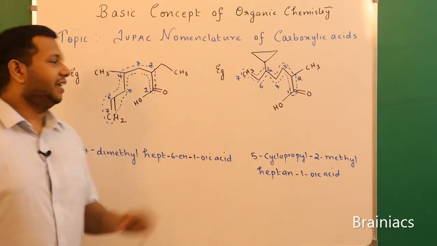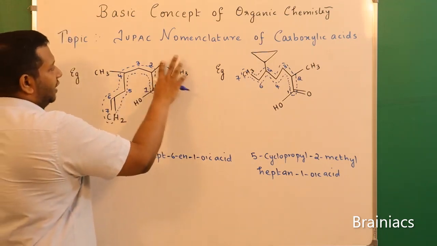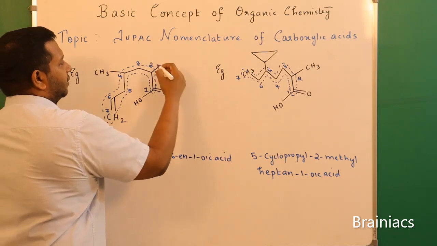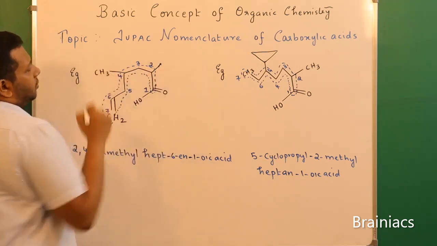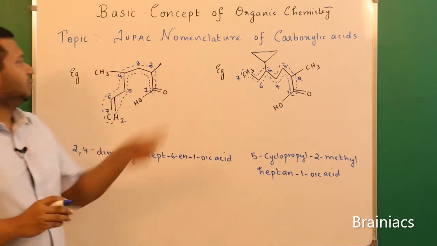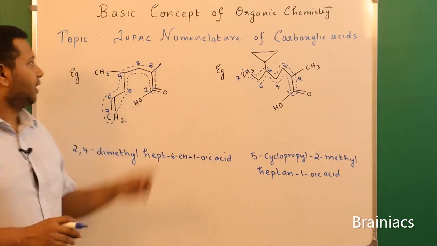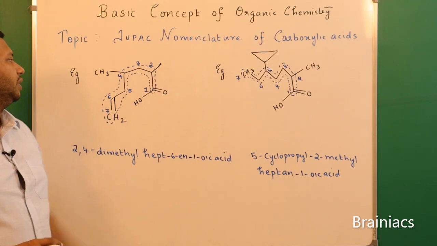Hi students, in this question there is a change. I made a slight mistake. It is not like this. In the question paper it is given like this only. Okay, so this is okay. So that is methyl, both are methyl. That's the reason why it is written like 2, 4 dimethyl. So earlier I have written ethyl, that is not correct. So 2, 4 dimethyl hept 6-en 1-oic acid.